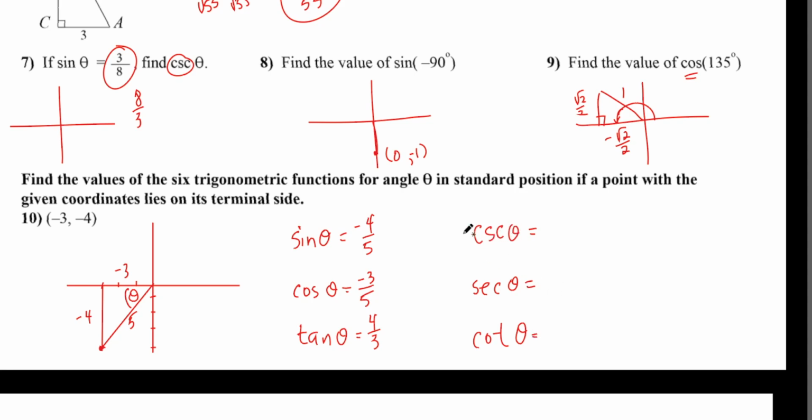Why? Because the cosecant's the inverse of the sine. So what's this going to be right here? Without even looking at which one's adjacent, hypotenuse, opposite, and all that, what's this going to be? Negative 5/4. You keep the sign the same, but you just flip the fraction. Super easy. Secant's the inverse of the cosine, so that's a negative 5 over 3. And then the cotangent's the inverse of the tangent. It's still positive, so it's 3 over 4. There's your 6 right there.